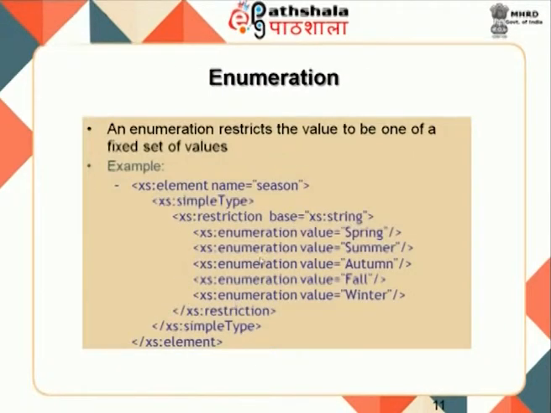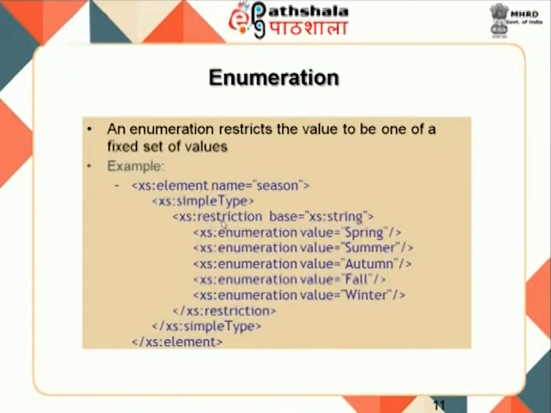Now, we will see how you can do an enumeration. An enumeration will restrict the value to be one of a fixed set of values. Like in C or C++, we can define a type to be an enumerated type. So, here the element name is season. You define it as a simple type. Any element that contains only text is called a simple type, but you can have restrictions applied on the simple type as well as on the complex type.